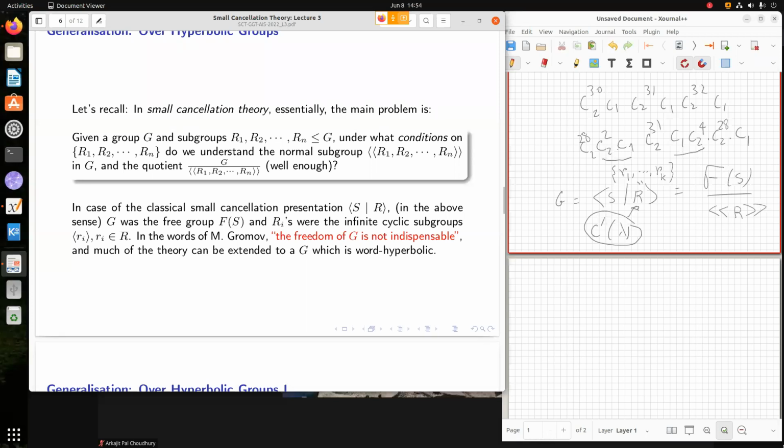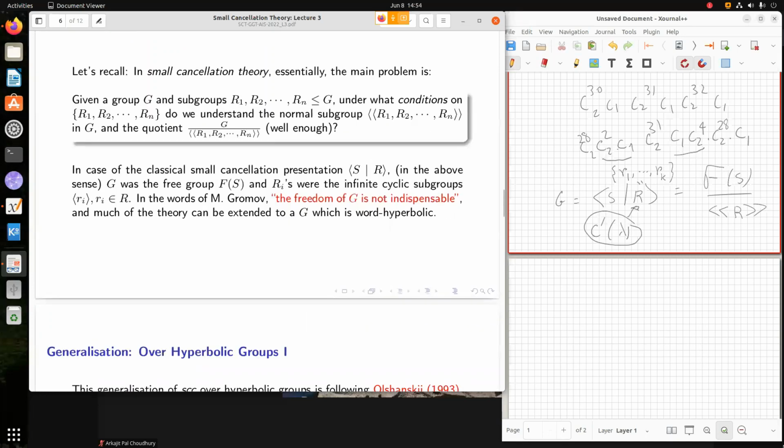Now, as we know, maybe from the other courses that you have seen in this workshop, hyperbolic groups have a lot of similarities with the free groups, large scale similarities. So keeping that in mind, if we want to extend these definitions to word hyperbolic groups, what would it look like, and how can we generalize this?